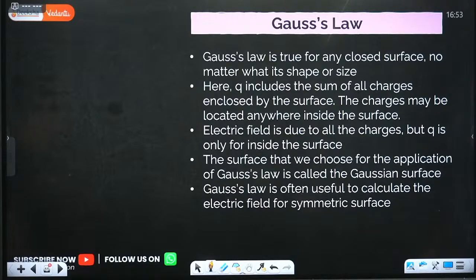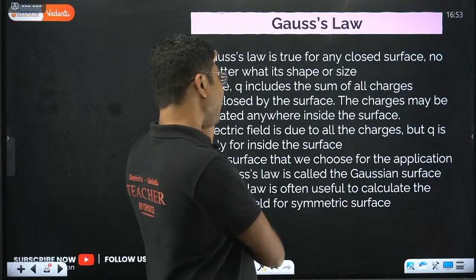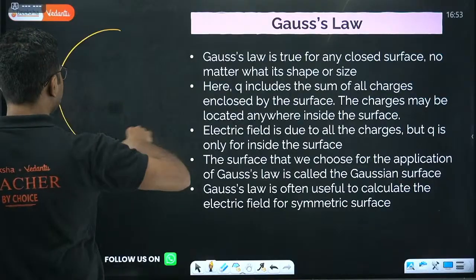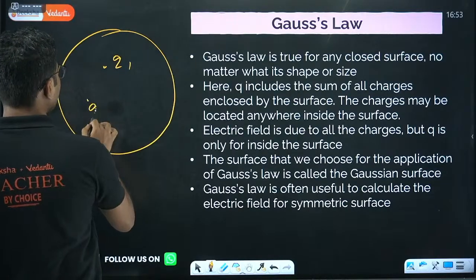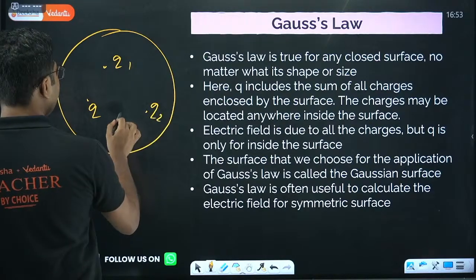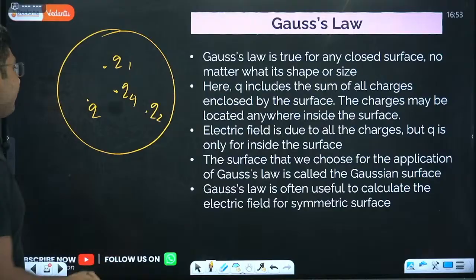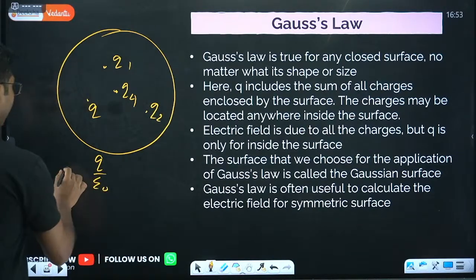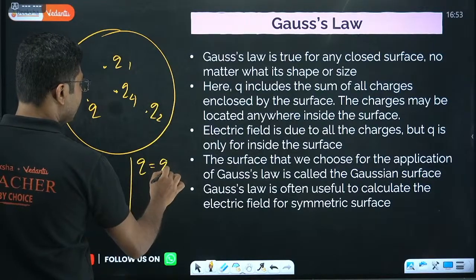Here Q includes the sum of all charges enclosed by the surface. The charges may be located anywhere inside the surface. So suppose you have a surface, the charge can be located anywhere. It does not need to be present at the center. It can be located anywhere inside the surface. In the formula that we mentioned, phi is equal to Q by epsilon naught, this Q is actually the sum of all the charges.